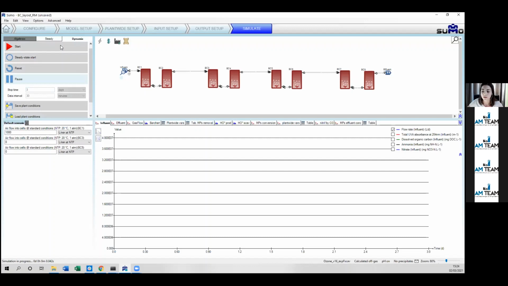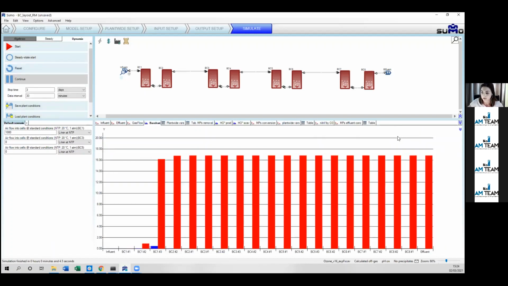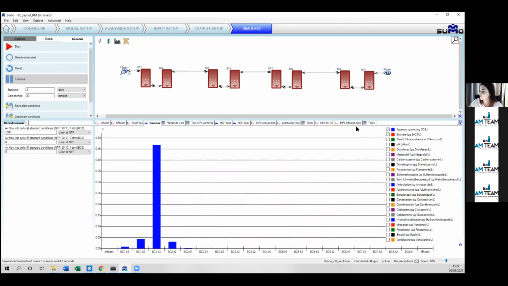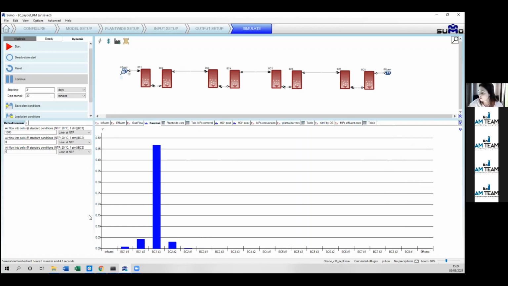Let's see what is the effect in terms of ozone residual and in terms of bromate formation. The simulation is finished and we can now take a look first at the ozone residual. Here in this bar chart, you can see the concentration of each variable in each compartment. Here we are looking at the ozone concentration from the influent, then the first compartment of the first bubble column, second compartment, third compartment, and then the flow goes on to the other bubble columns.